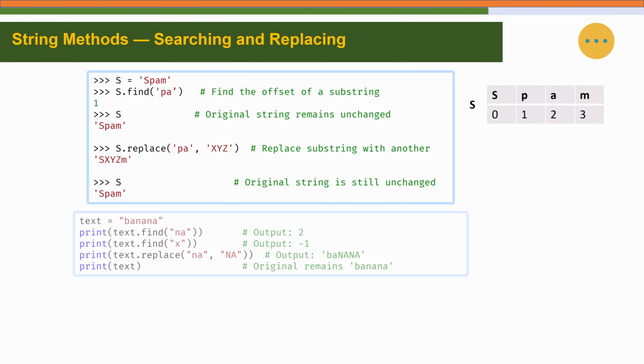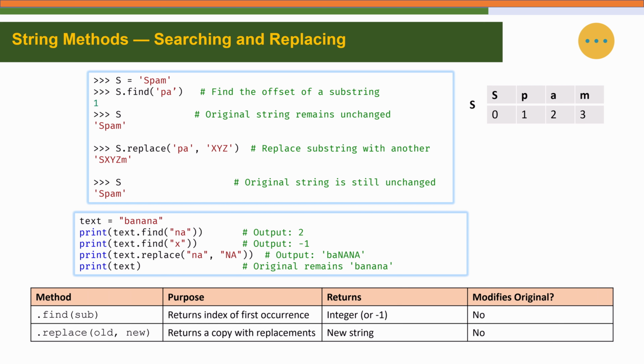Python strings come with a powerful set of built-in methods that let us manipulate and search text very easily without needing any external libraries. Let's start with two commonly used methods, find and replace. The find method is used to search for a substring within another string. The method returns the offset index where the substring first appears. For example, s is equal to spam, calling s.find pa returns 1. That's because the substring pa begins at index position 1. So remember, Python uses zero-based indexing. If the substring is not found, .find returns -1, which is handy for conditional checks.